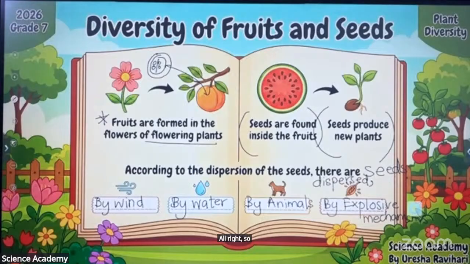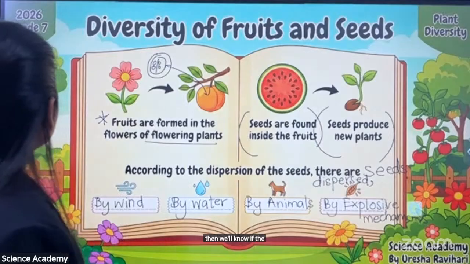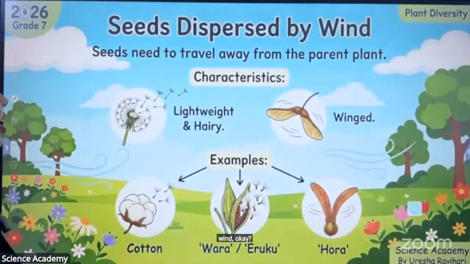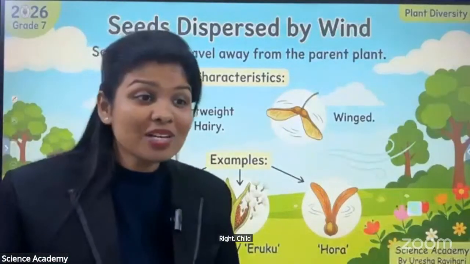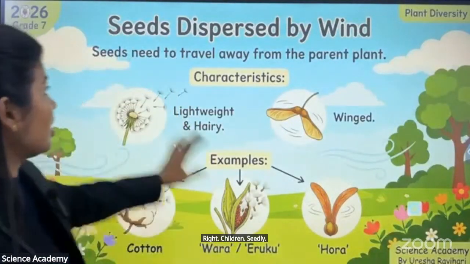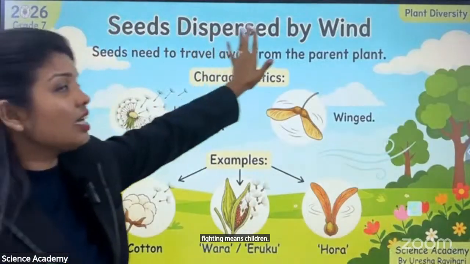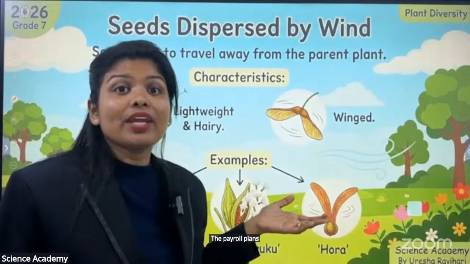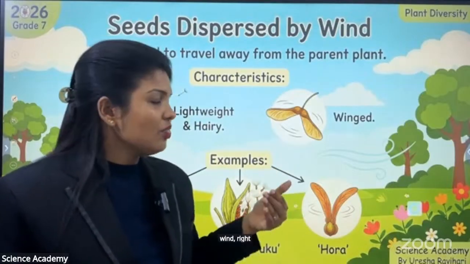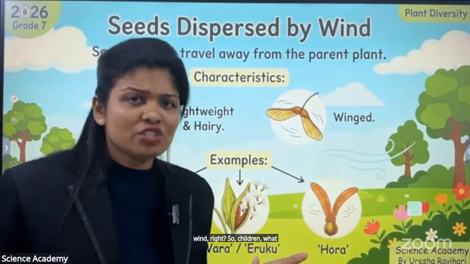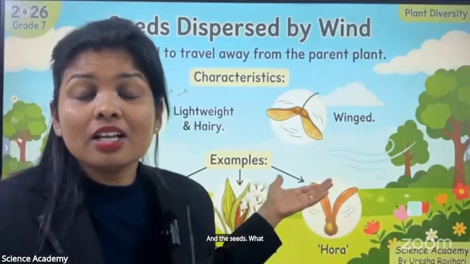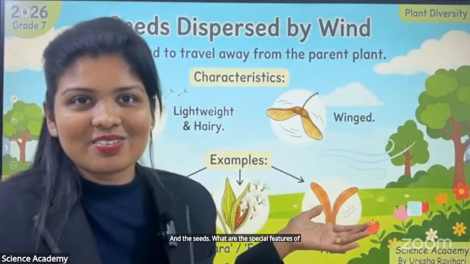So children, then we'll move with the seeds dispersed by wind. Children, seeds dispersed by wind means seeds travel away from the parent plants using wind, right? So children, what are the special features of these plants and the seeds? What are the special features of these seeds, children?